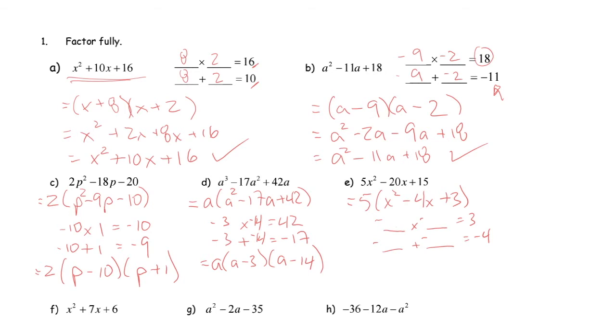I want this to be a negative 3 and negative 1. Okay, multiply those together, you're going to get positive 3. Add them together, you get negative 4. So then leave the 5 out front. X minus 3, x minus 1.